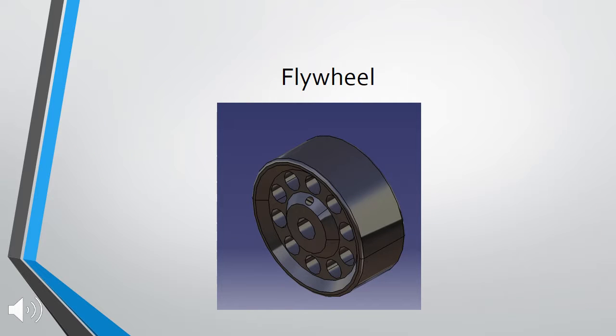The first part that gave us trouble was the flywheel. The flywheel is a very simple shape in that it's symmetrical about its middle plane, and we only have holes going around the center.